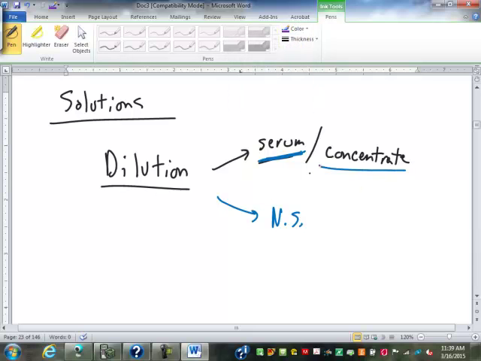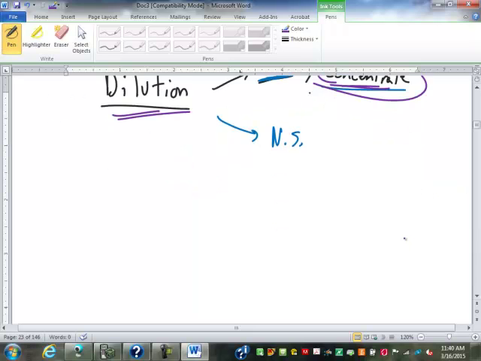So, of course, the concentrate itself doesn't have to be a certain percentage. All we know is that after the dilution, the concentration or the percentage of the medication in that solution is going to be lower than when you started. So the term concentrate just means a higher percentage than in the end.